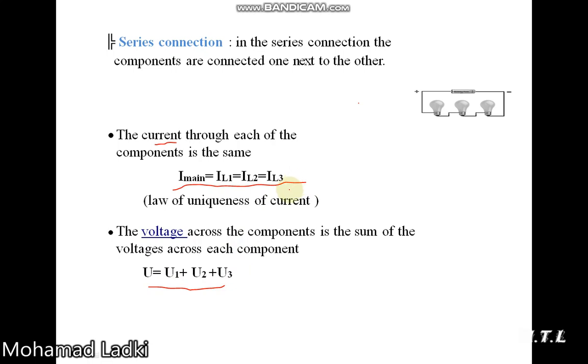So if the first lamp takes 2 volts, the second lamp, for example, 3 volts, the third lamp also 2 volts, they will have a sum of 7 volts, so the battery will be 7 volts. This is called the law of addition of voltages in series.